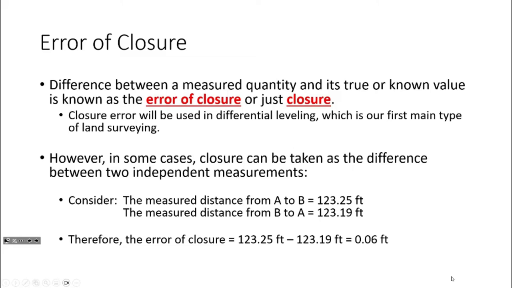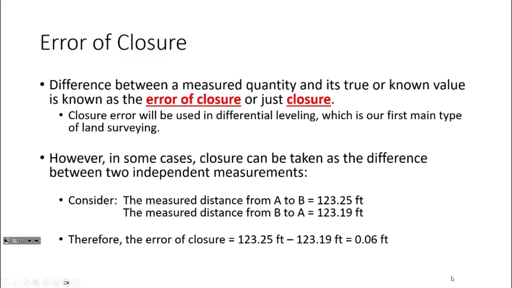And so we have a name for that. We call that error the error of closure. And sometimes I'll probably just call that closure, okay? And again, we're going to see that in our first main type of surveying. For example, when we start talking about differential leveling, we're going to learn how to correct for that error. But we'll get to that later.